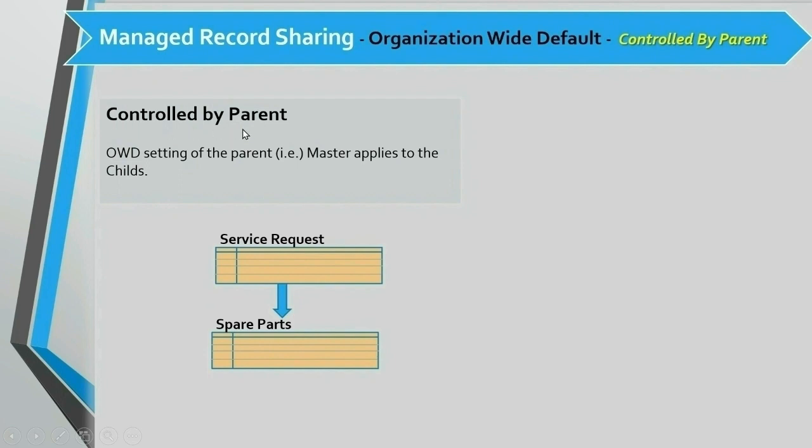When you select controlled by parent as the OWD for spare parts, that means whatever the OWD applied at the parent level, that is at the service request level, whether private, public read write, or public read only, that effect would apply to the spare parts. That means whatever access a user has on the parent record, he would ultimately get the same access on the corresponding child records.